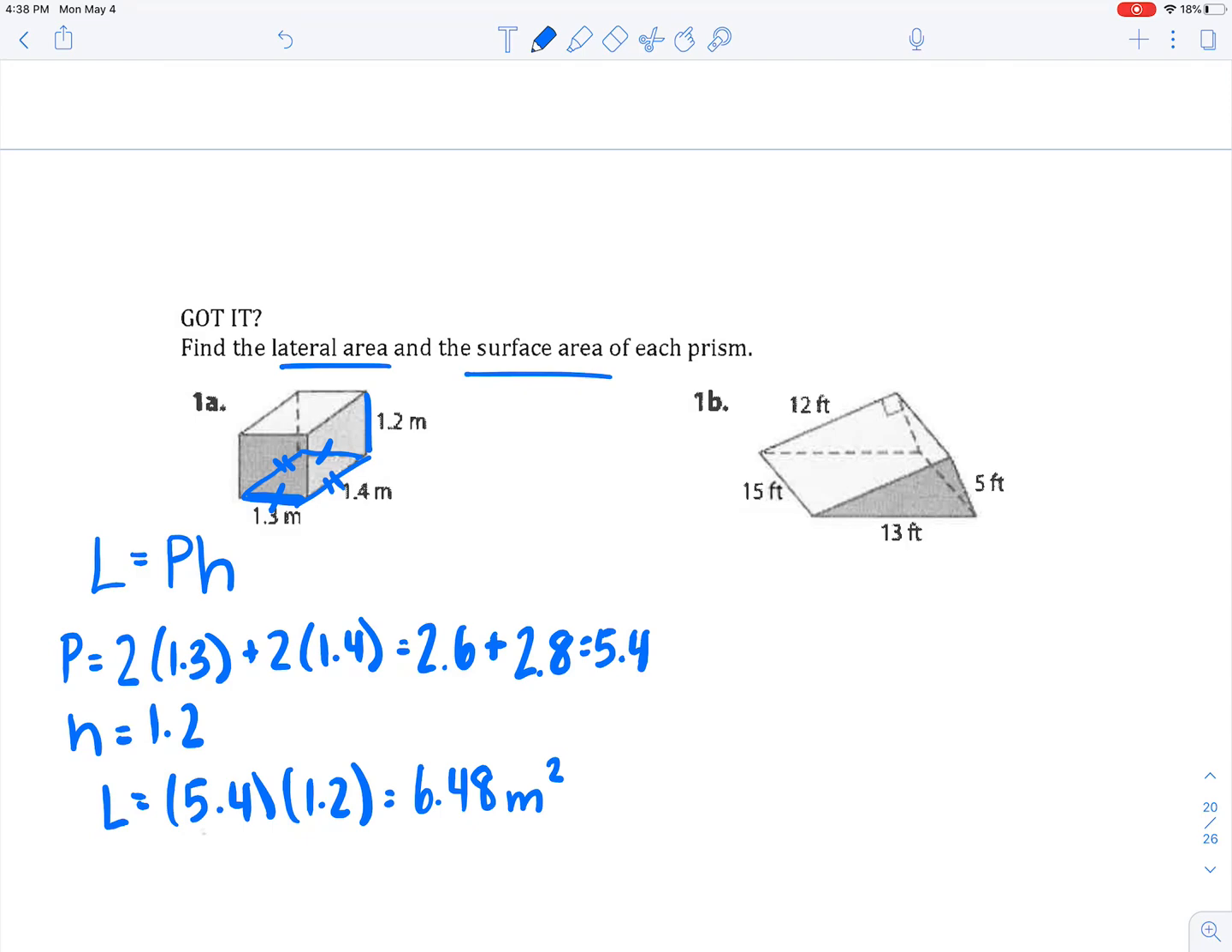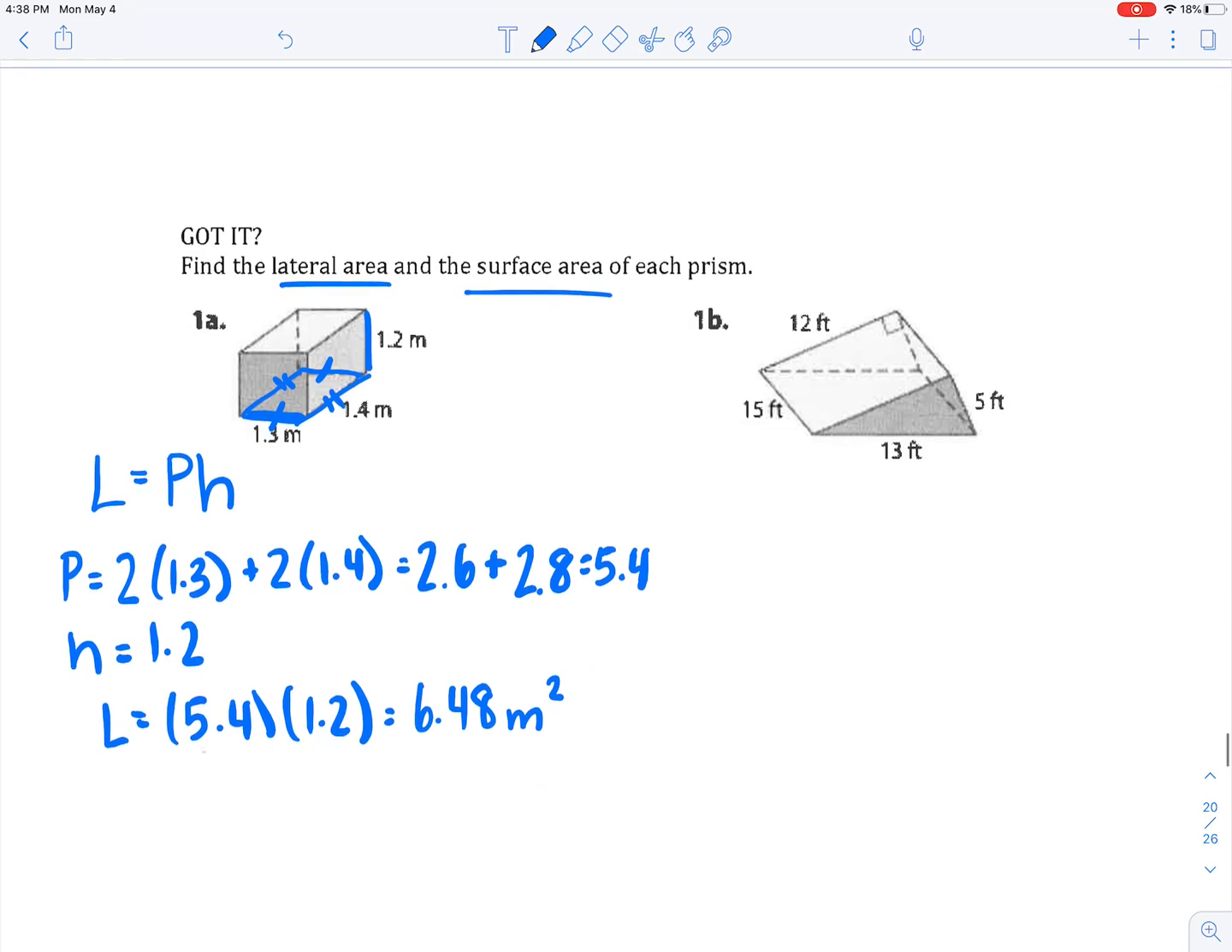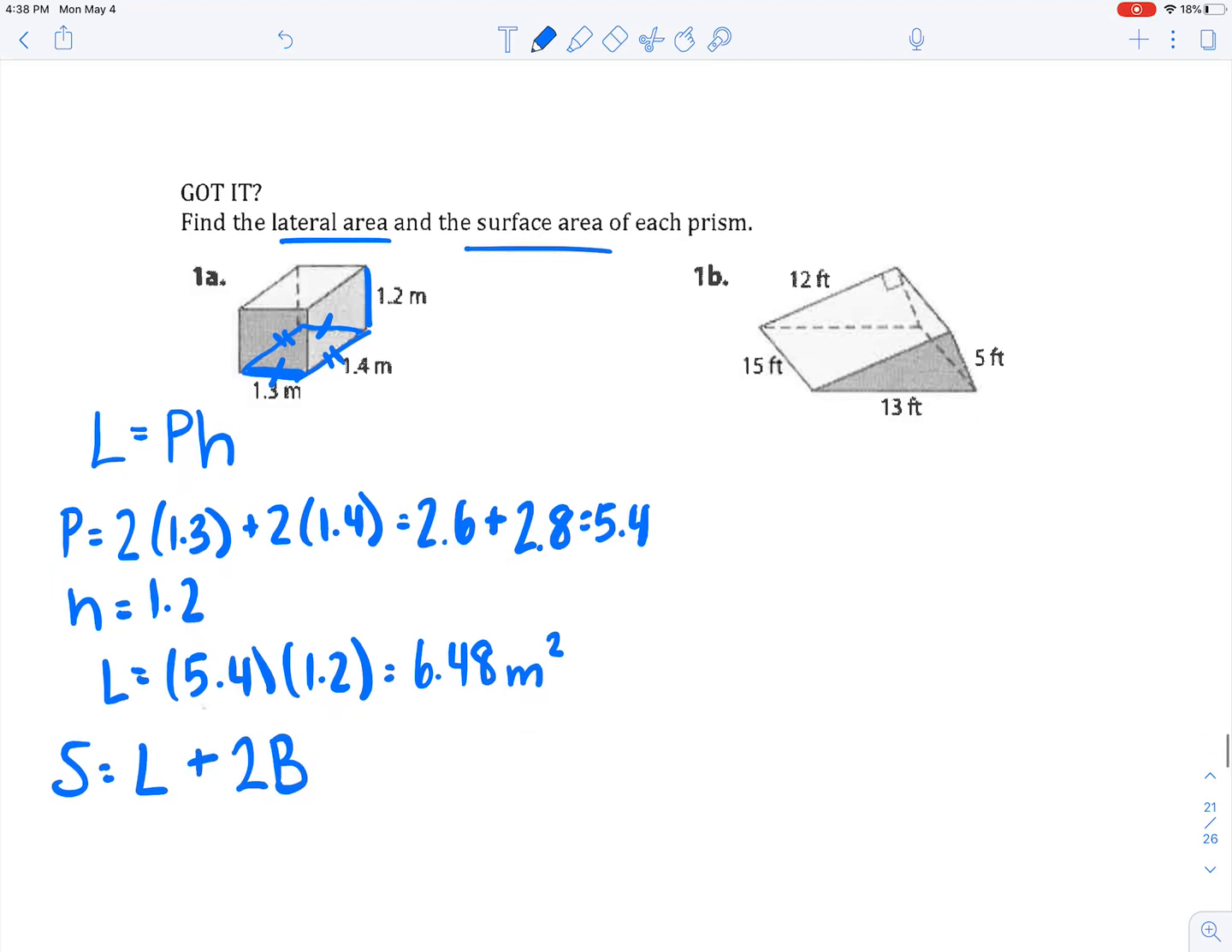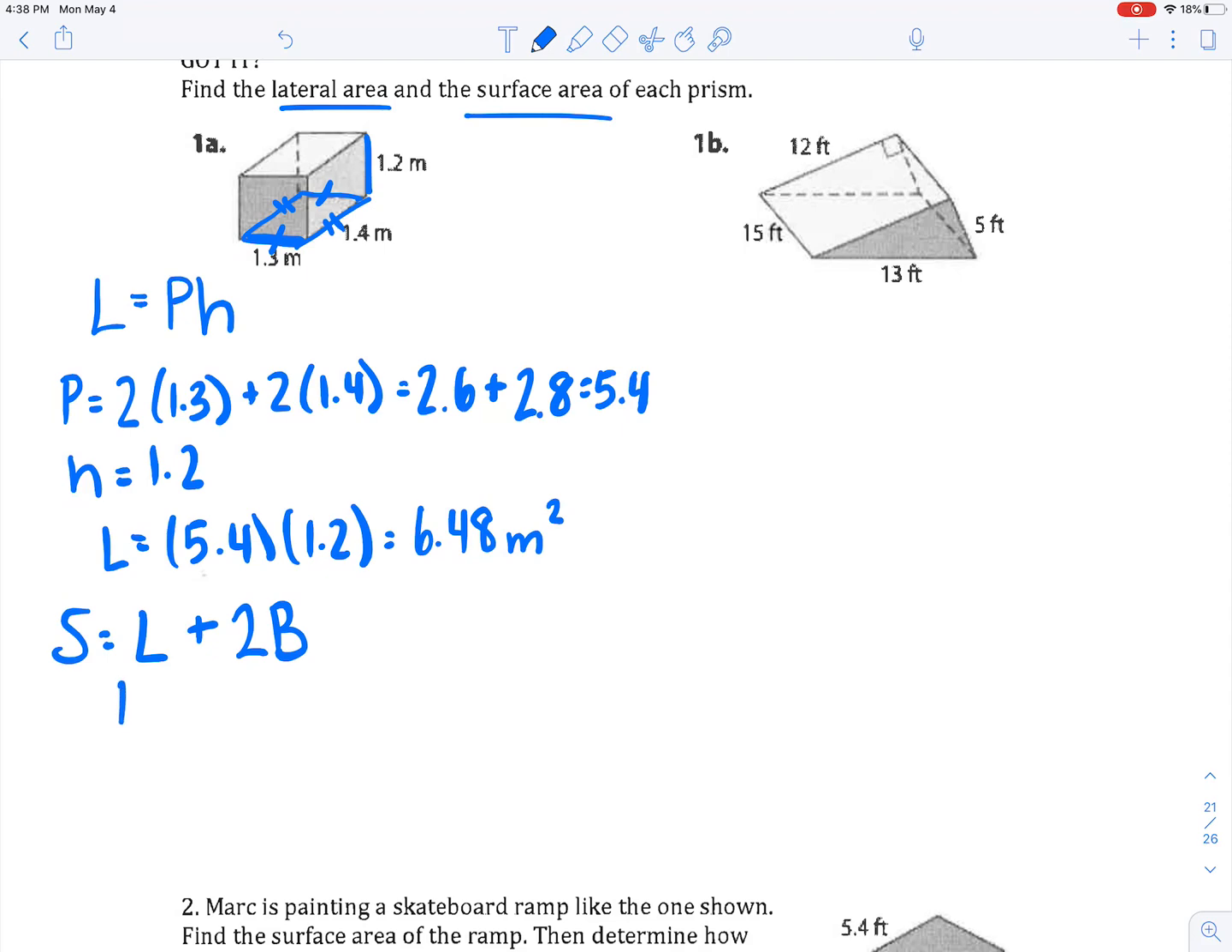Okay, now let's look at our surface area. Our surface area is the lateral area plus 2 times the area of the base. Well, we just found our lateral area was 6.48. Now we'll have to find the area of the base. Well, we said this bottom part is what we were using as the base.